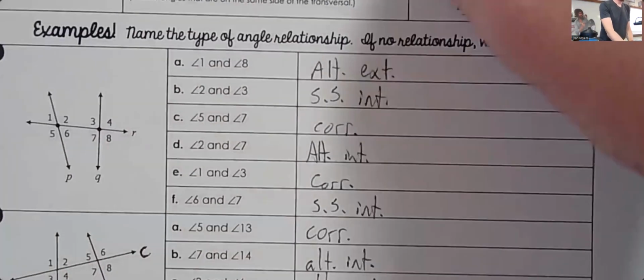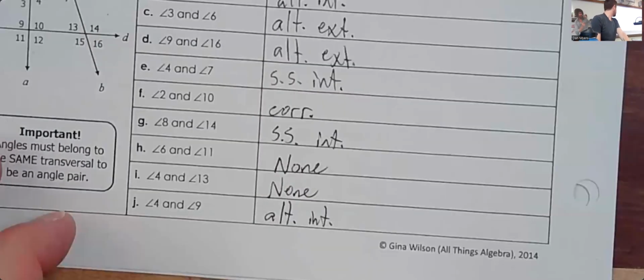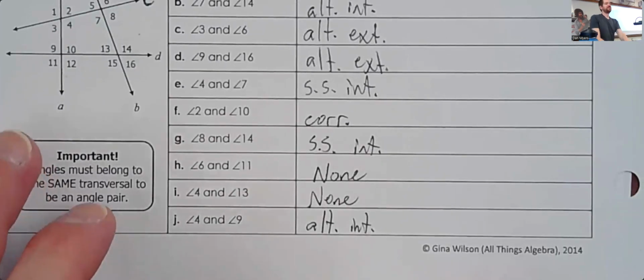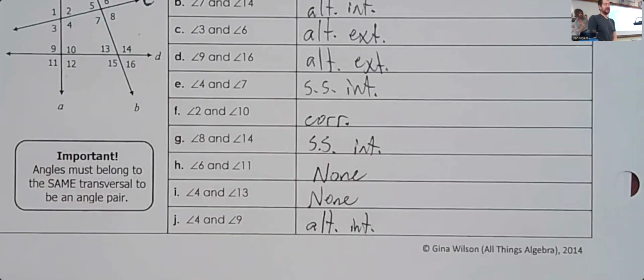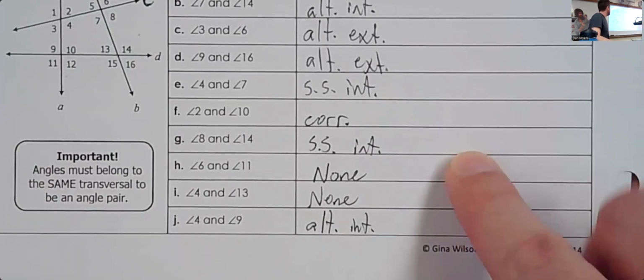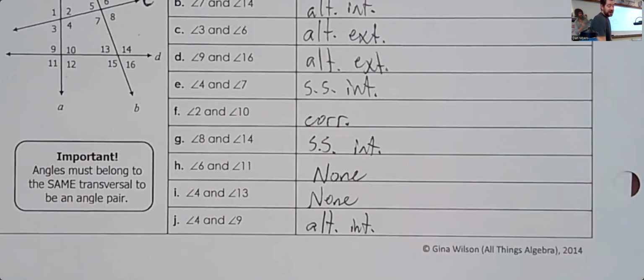All right. I know that wasn't a whole lot of time, but let's take a look. Starting with F, right? 2 and 10. Yes. So 2 and 10 are corresponding for F. G, same side interior. H and I are both none.